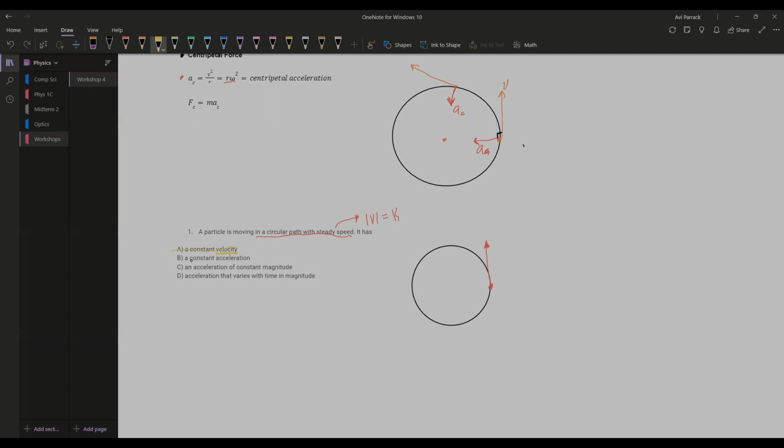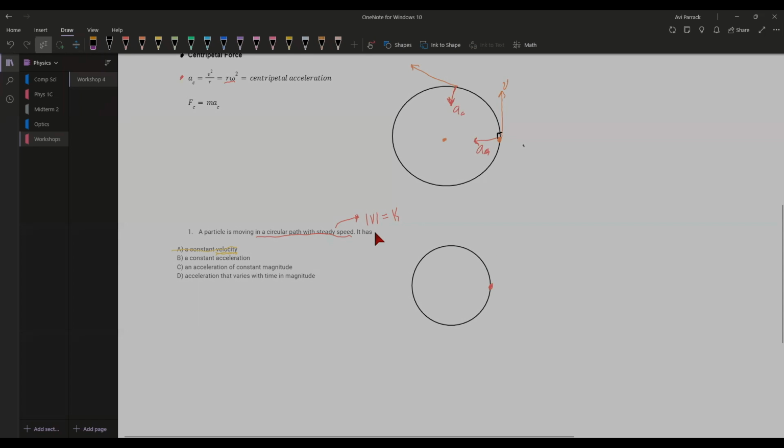B, a constant acceleration. So this is saying that the acceleration is not changing. That's a little tempting. Let's erase our velocity arrow. Actually, let's leave it in, but let's be sure to mark that this is v at some instant. No, it's a little confusing. Let's erase it. Okay.